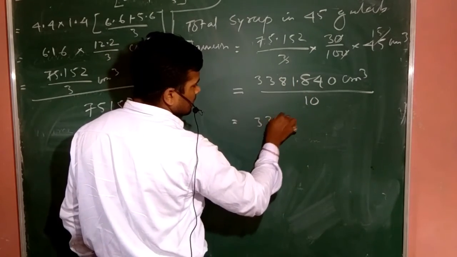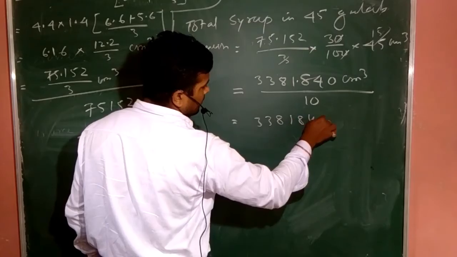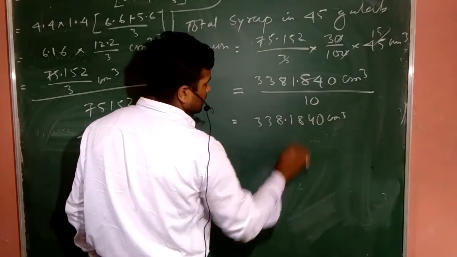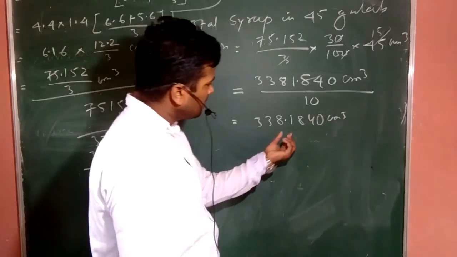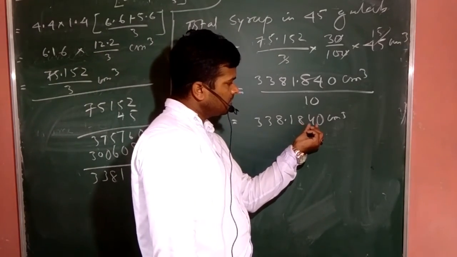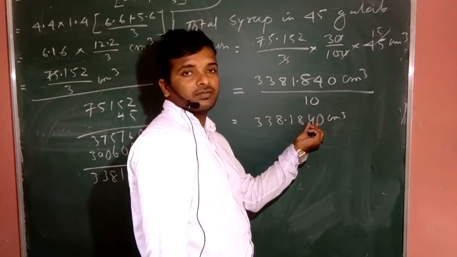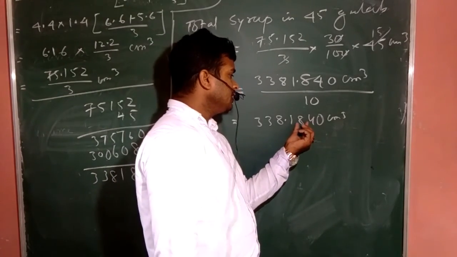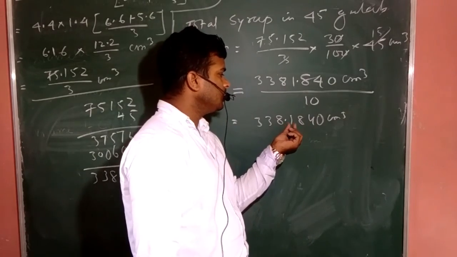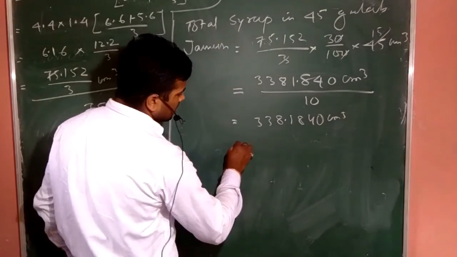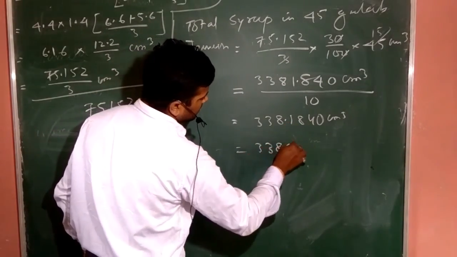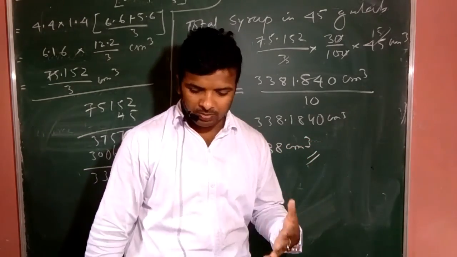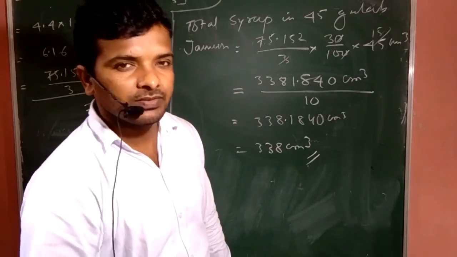So 3381840 centimeter cube, after 8, now after 1. So approximately, if we need to see, the third digit is below 5. Now this is 8. Because of 8, this one will be 2. But even though it is 2, approximately the amount we need to take, so it will be 338 centimeter cube. Okay. These are the solutions for question number 3. That is gulab jamun. It is a very important question.